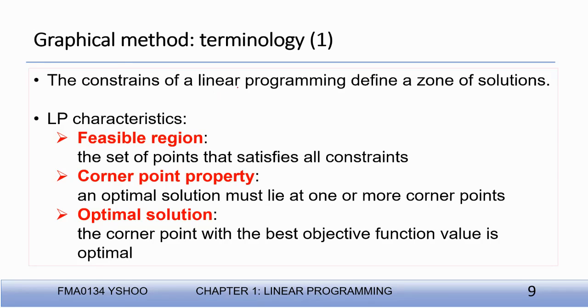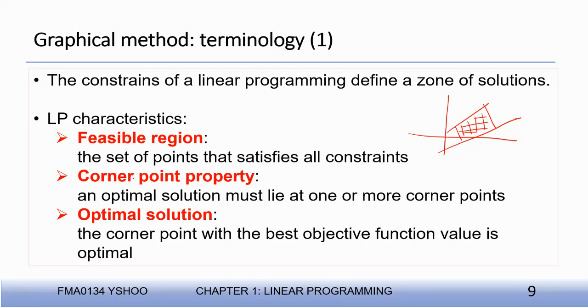The constraints of a linear program define a zone of solution. Let's say you have the inequalities bounding a region; all bounded here is called the zone of solution. This zone of solution we call the feasible region. So what is the official definition of a feasible region? It is the set of points that satisfies all constraints. It must satisfy all the constraints, and if it does, you can choose those points to fit into your objective function.